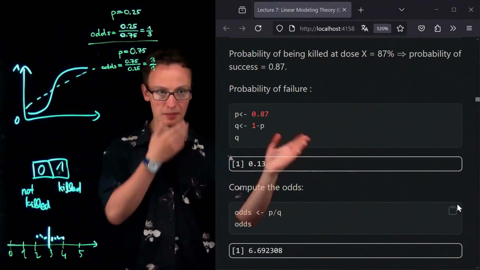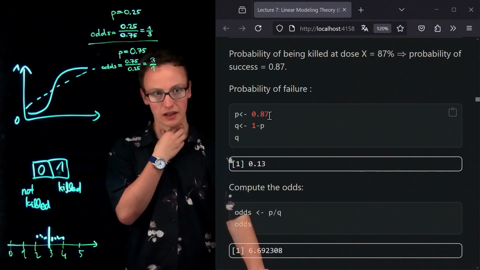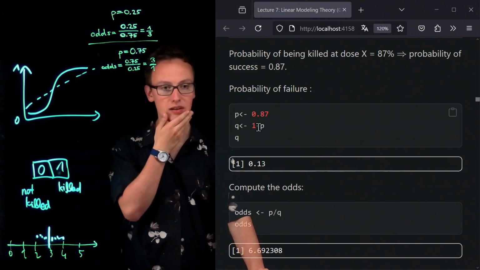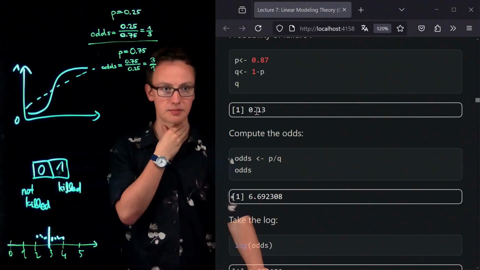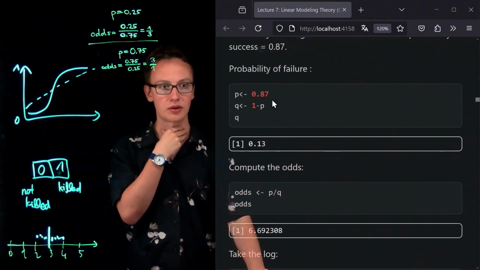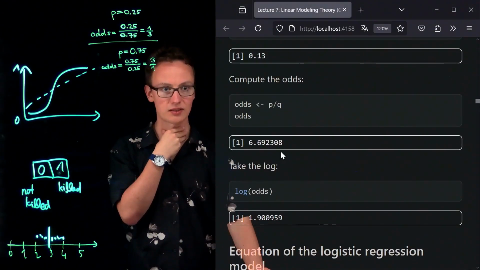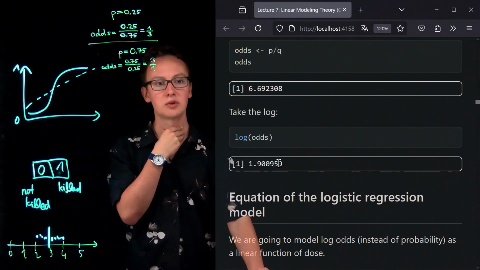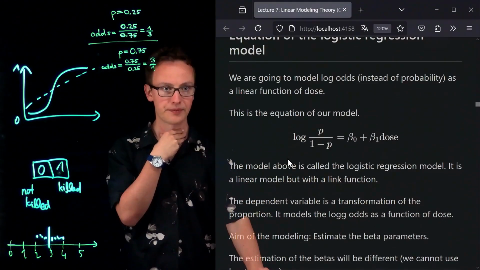Right, so here's another example of odds and log odds. You take a probability, say 0.87, and you compute 1 minus that probability, like in the example here, and that would give you, in this case, 0.13. Then you can compute the odds by taking the original probability p divided by 1 minus p, what's called q here, and so this would be a value in odds, and taking the logarithm of that will give you the log odds, which in this case is 1.9 something, okay?